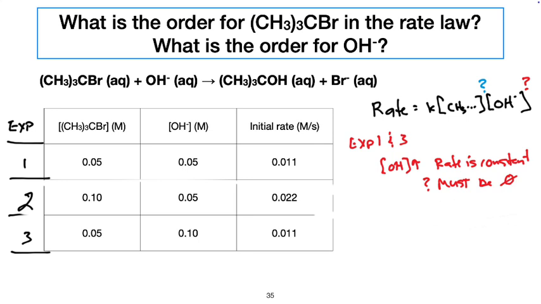1 and 2. And if we look at 1 and 2, what happens to the hydroxide? It stays constant, which means it's not affecting the rate at all. Look at the concentration of our CH3 guy. What happened? It increased. What happened to my rate? It increased. Cool. Now I should quantify.